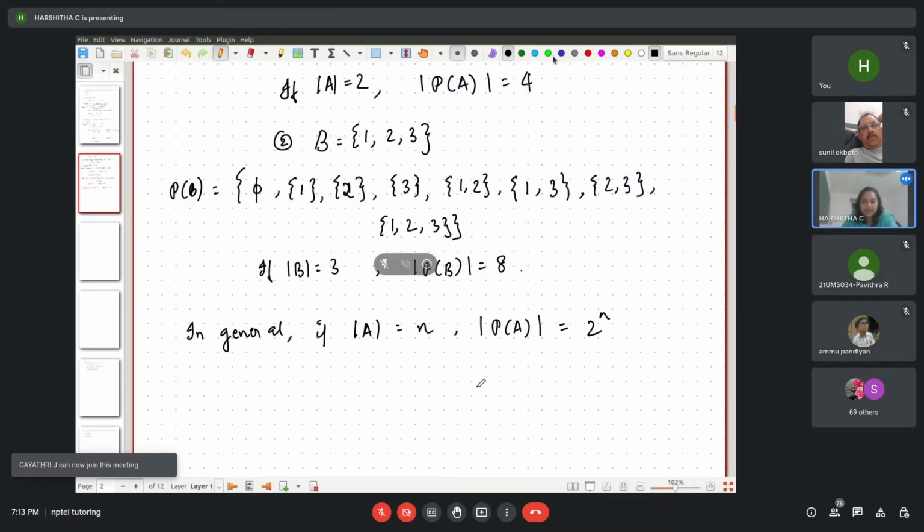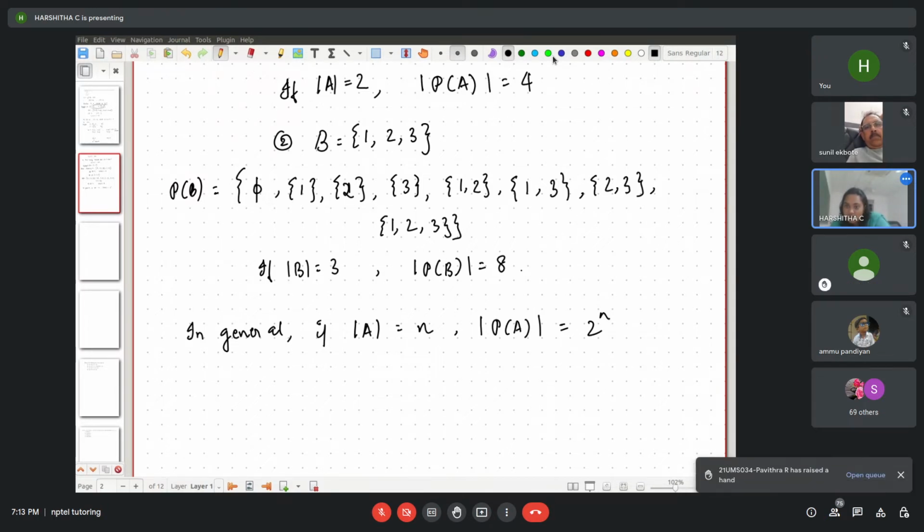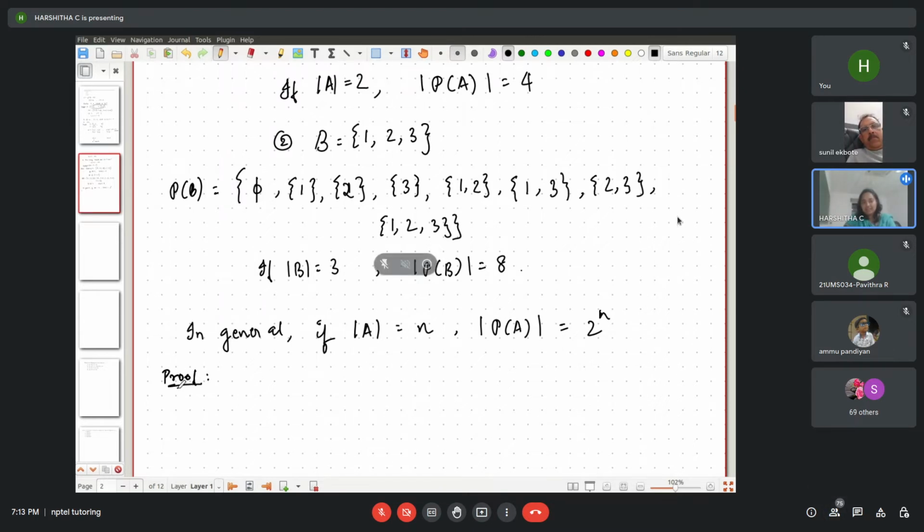Right? So a very quick way of seeing this is, okay, I see some hands raised. Is it that you have questions? Any questions? Okay. So if the cardinality of a set A is n, you get the power set. So one way of seeing this is a very rough idea of the proof. Let's not say proof.